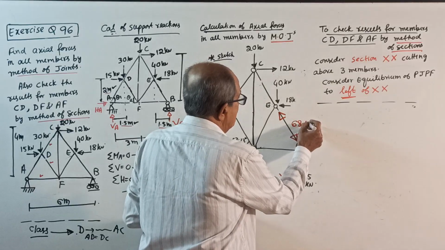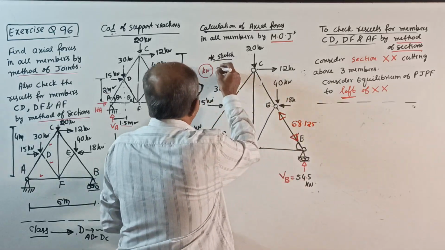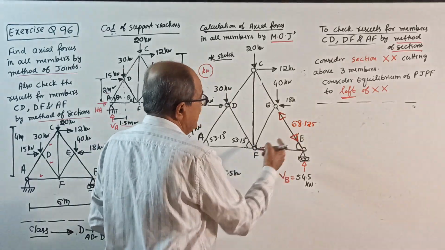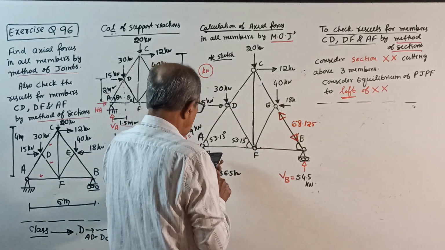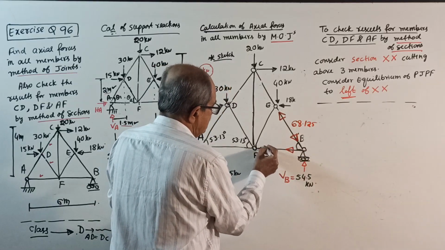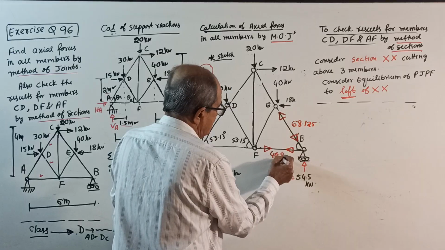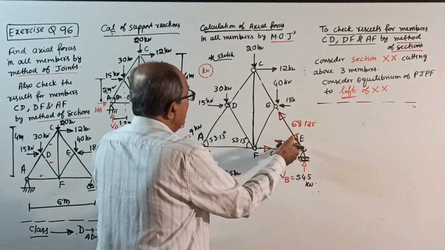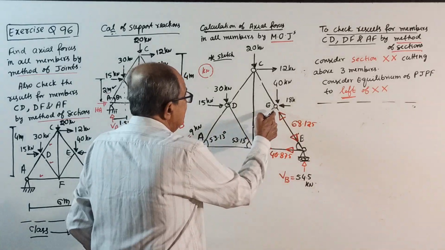125. All values are in kilonewton to save the space. 40.875. Then I will go to joint E.